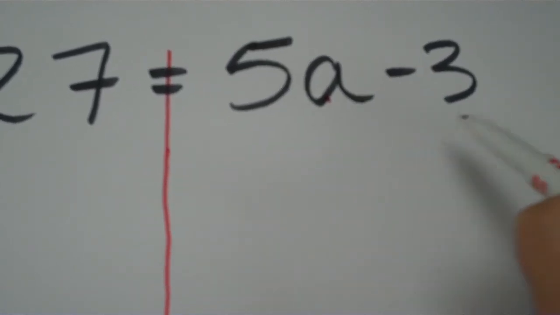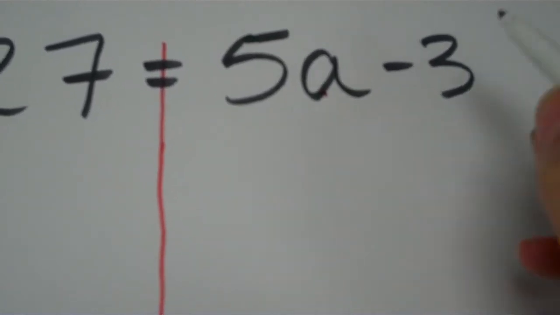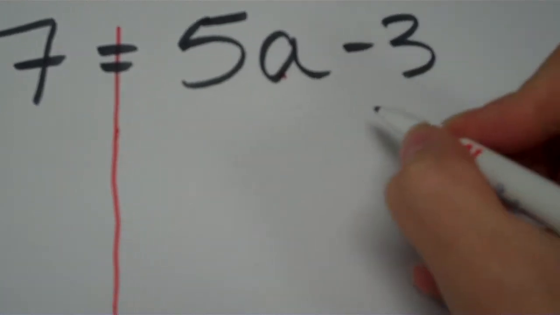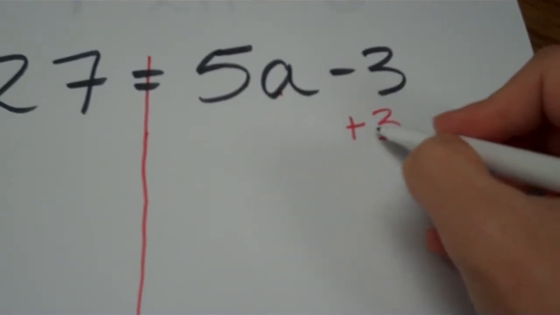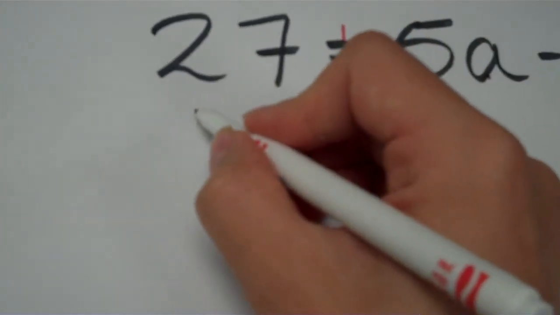The only way we get rid of something is by doing the opposite. So the opposite of subtracting 3 is adding 3, right? But if we do it on this side of the line, we have to do it on this side of the line.